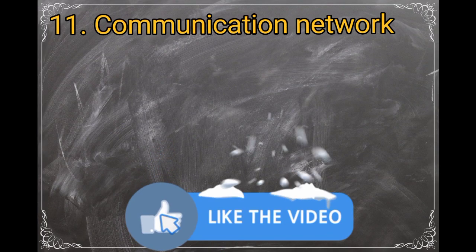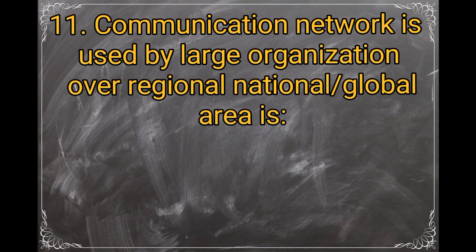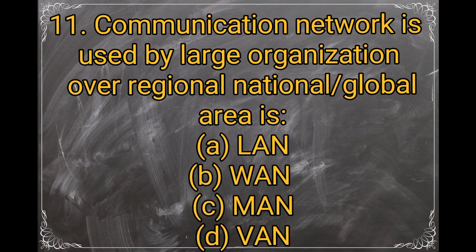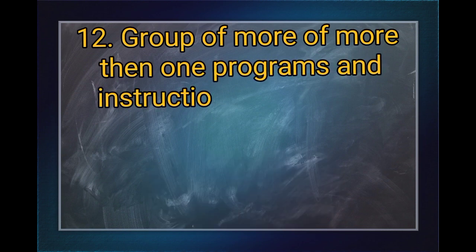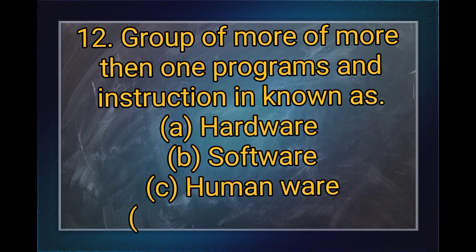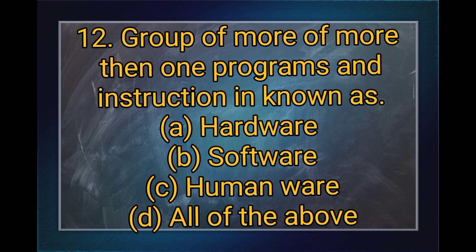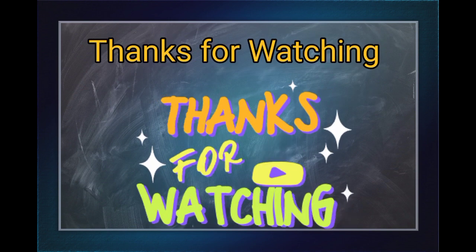11. Communication network used by large organizations over regional, national, global area is: A. LAN. B. WAN. C. MAN. D. WAN. Answer: WAN. 12. Group of more than one programs and instructions is known as: A. Hardware. B. Software. C. Humanware. D. All of the above. Answer: software. 13. Which is not an example of system software?